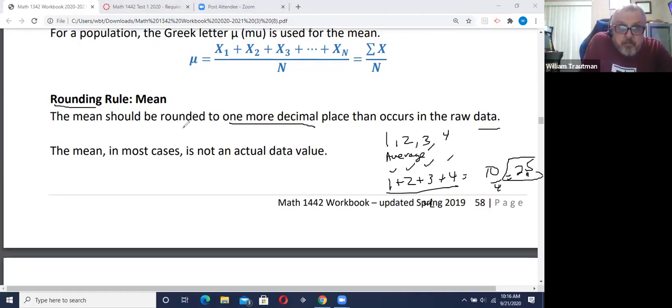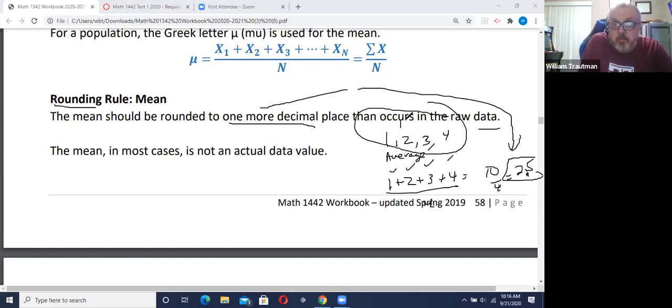The mean should be rounded to one more decimal place than the data, if we have to. Do you see the data has no decimal places? However, since the data has no decimal places, the answer can have one decimal place. You can't have two decimal places. You can only have one more decimal place than the data. If our data was this, if I can find where my pen is, hang on, there it is.